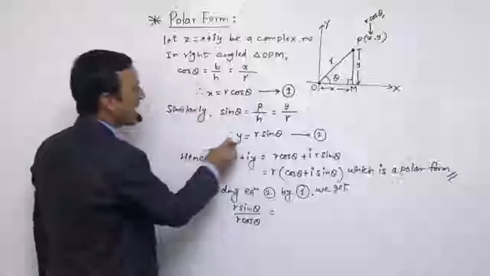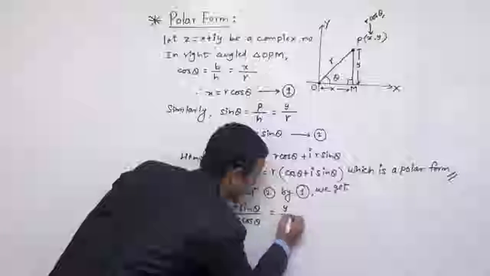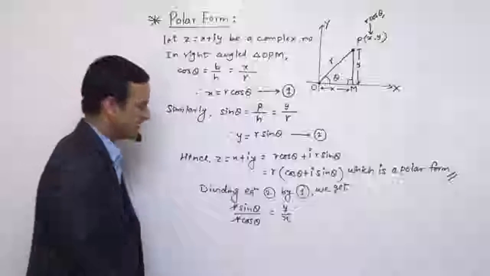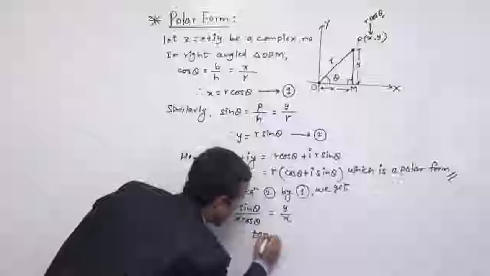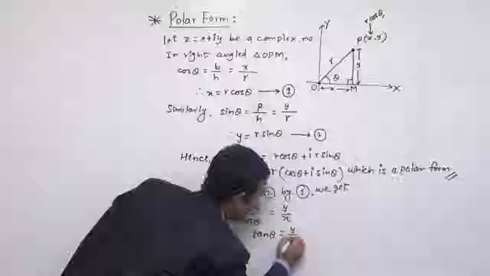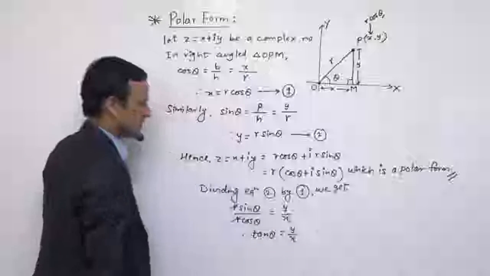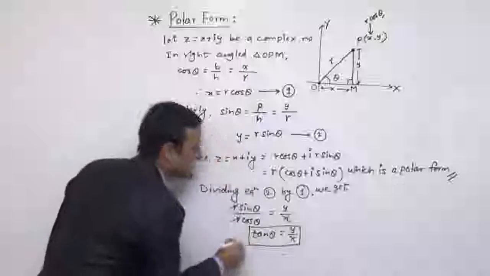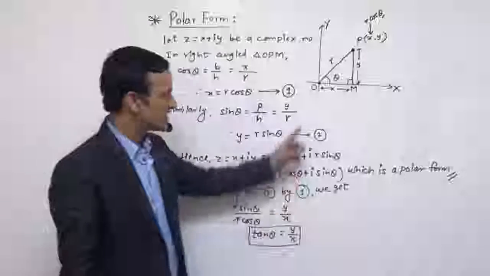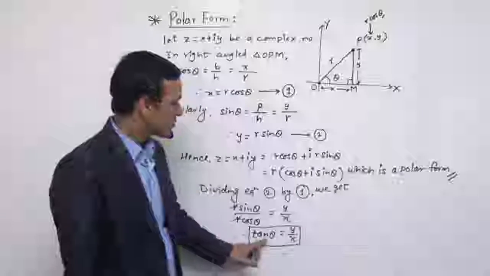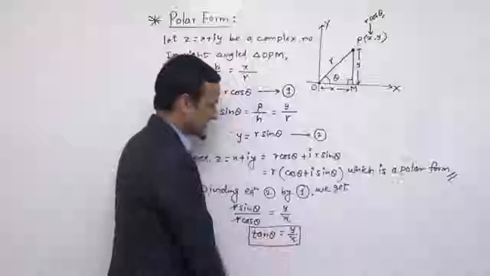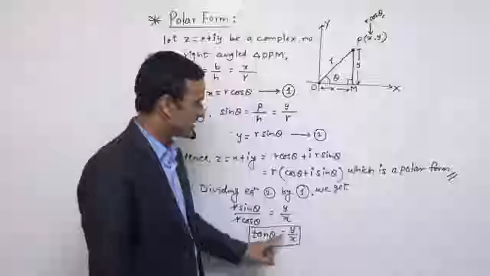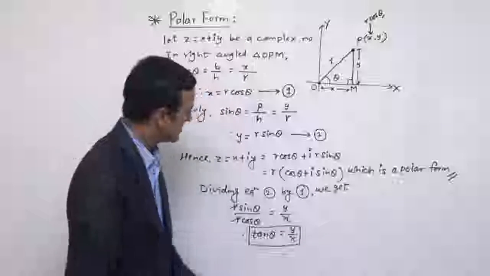divided by r cos theta is equal to y upon x. So if you cut down this r and r, then we get tan theta is equal to y upon x. So this is one of the formula to find the amplitude of this system. So from tan theta हामी tan theta बाट theta को भ्यालु निकाल्न सक्छौं, जसलाई amplitude भनिन्छ. Tan theta is equal to y upon x.